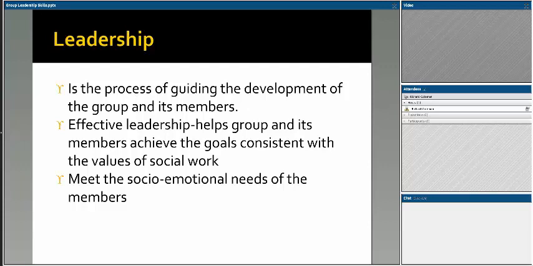So leadership actually encompasses these qualities that are here on the screen. In effective leadership, you're making sure that the group as a whole and its members achieve the goals that have been set, in a way that's consistent with our social work values and ethics. We are also responsible for meeting the social, economic, and emotional needs of the members of the group as well. Recognize that your leadership task will be multiple and ongoing for the duration of the time that you're in the group.